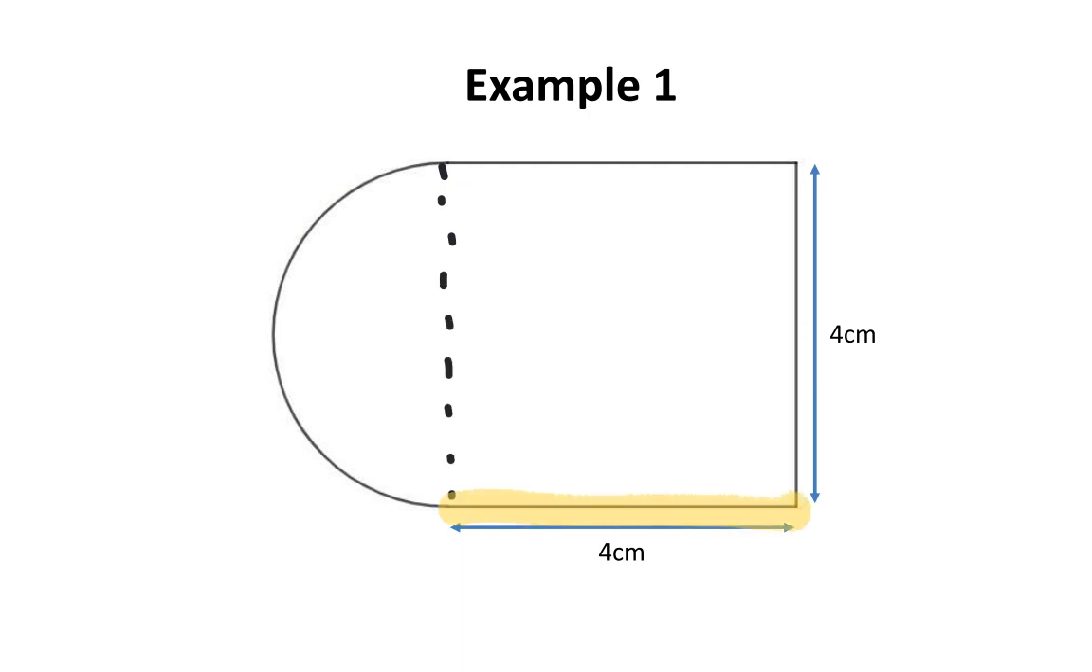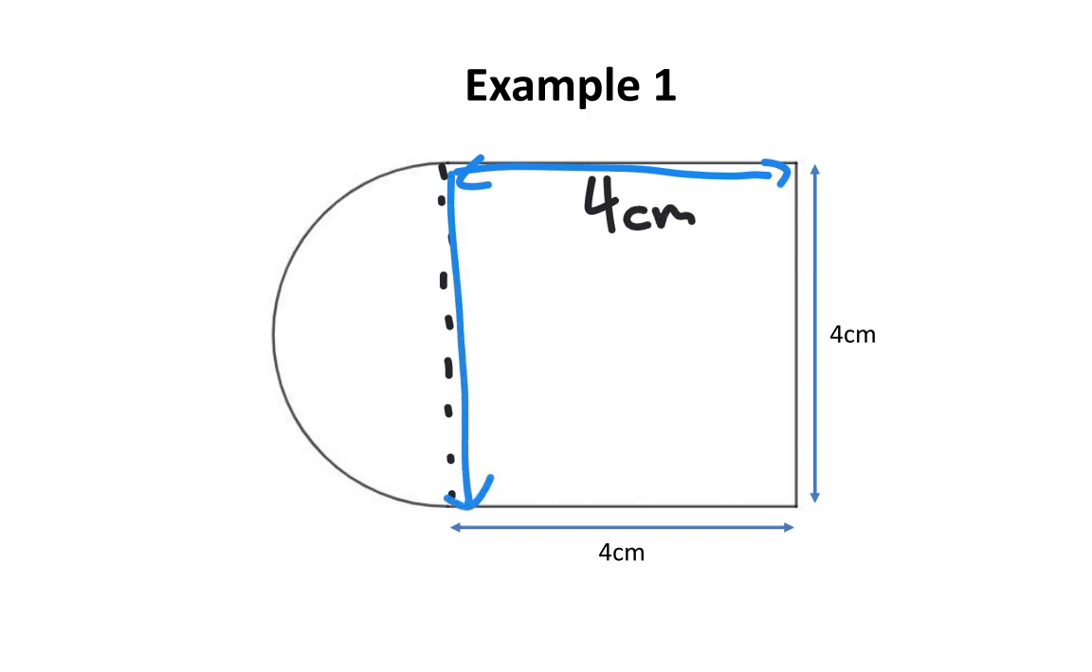Since this figure appears to be a square, we know that all four sides must be the exact same length. Which means this up here is going to be 4 centimeters long, and this over here is also going to be 4 centimeters long.